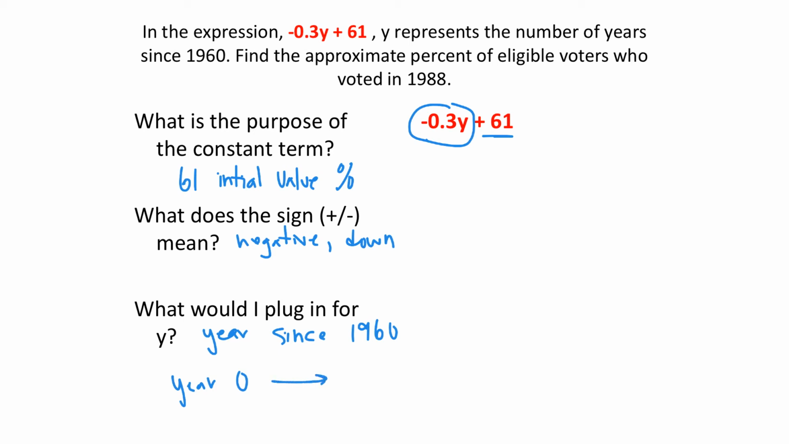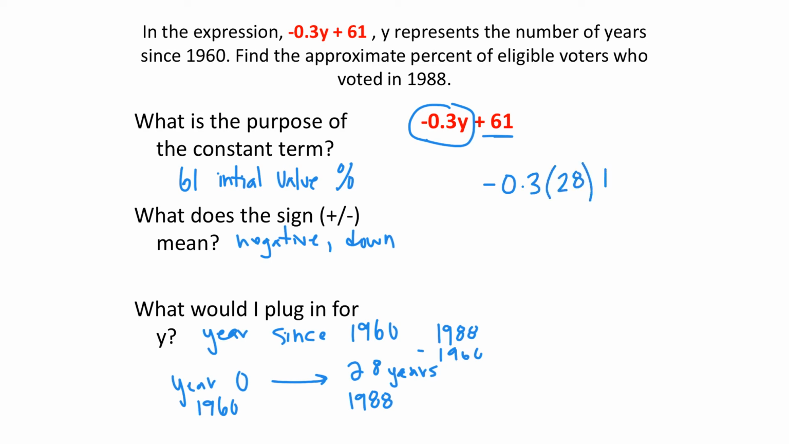And then I want to go, so 1960, I want to go to 1988. And so the idea is how many years have passed? Well, I can just do some simple subtraction. 1988 minus 1960 gives me 28 years. So basically what I'm going to be doing is plugging in 28. And so if I go ahead and do that, negative 0.3 times 28 plus 61. And that would give me my answer.